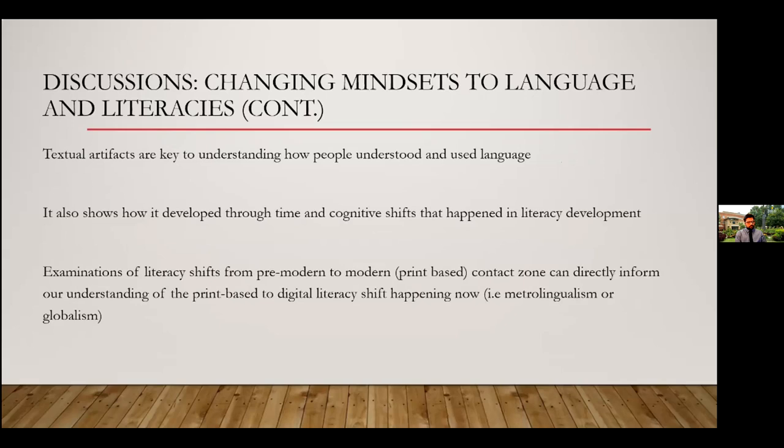So this is again to say that textual artifacts, when we look at them, are key to understanding how people understood and used language, I would argue. The Puthis show, the Nasihatnamas and the novels show different instances of how language is conceptualized and practiced, and their role in the broader conceptualization of community throughout the generations. It also shows that it is developed through time and cognitive shifts that happen in literacy development.